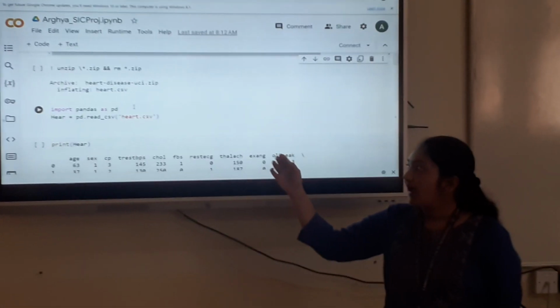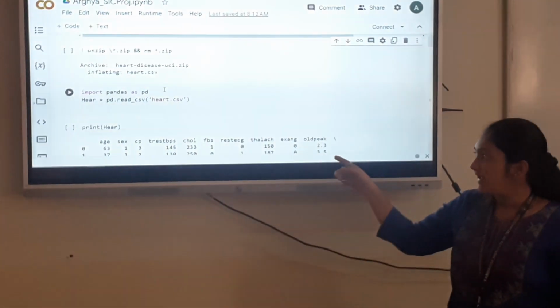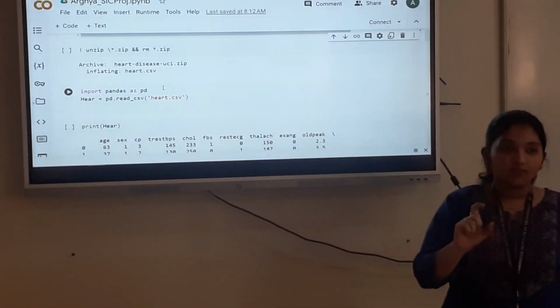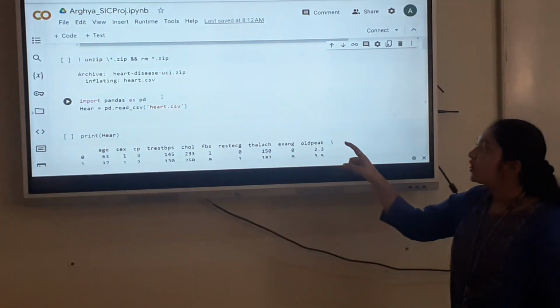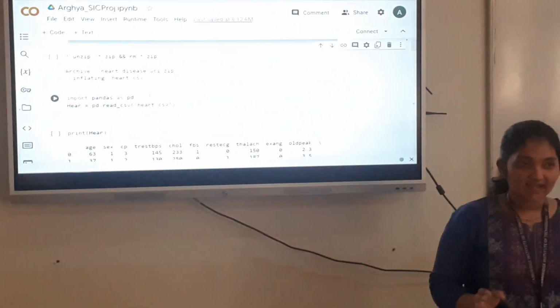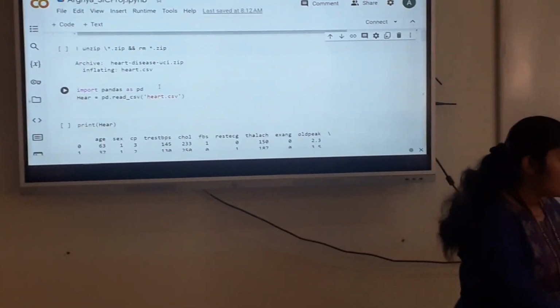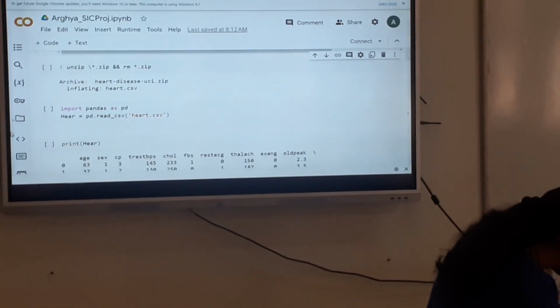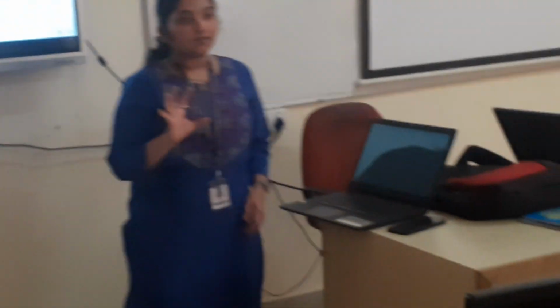And next, I have imported pandas as pd, and I have created a variable to read the entire heart.csv. First, I gave the print statement for that. So you can see, just to get the gist of what is there in my dataset.